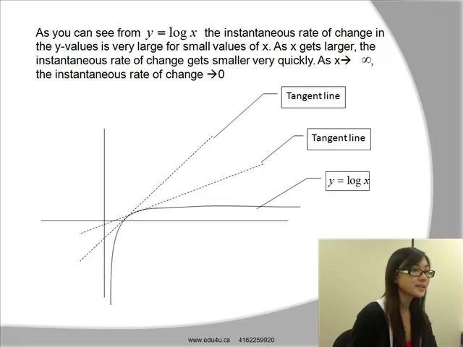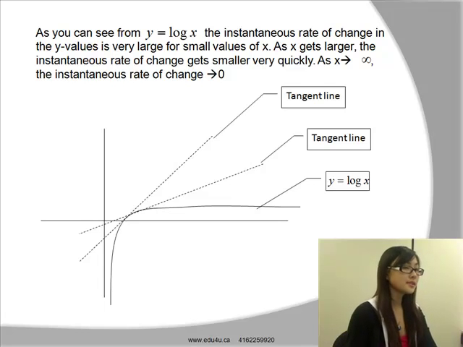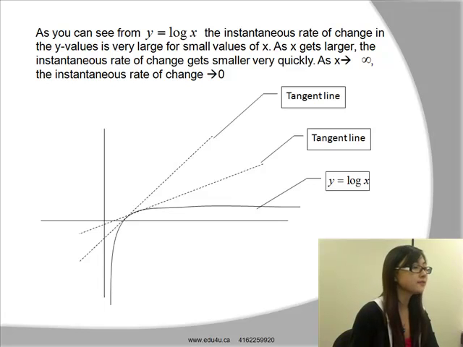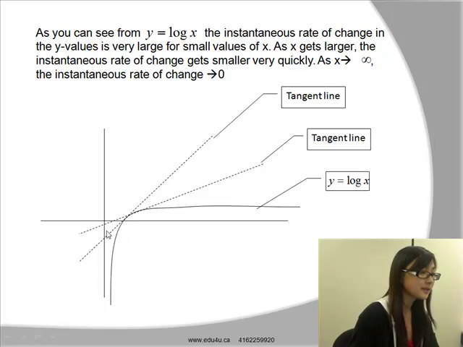Here's the graph of y equals log x. As you can see, the instantaneous rate of change in the y value is very large for small values of x, but as x gets larger, the instantaneous rate of change gets smaller very quickly. So we say that as x goes to infinity, the instantaneous rate of change goes to 0. We can see this from the tangent line. When we take the tangent line at a smaller value of x, the line is much steeper than if you take a value at a comparatively larger value of x.